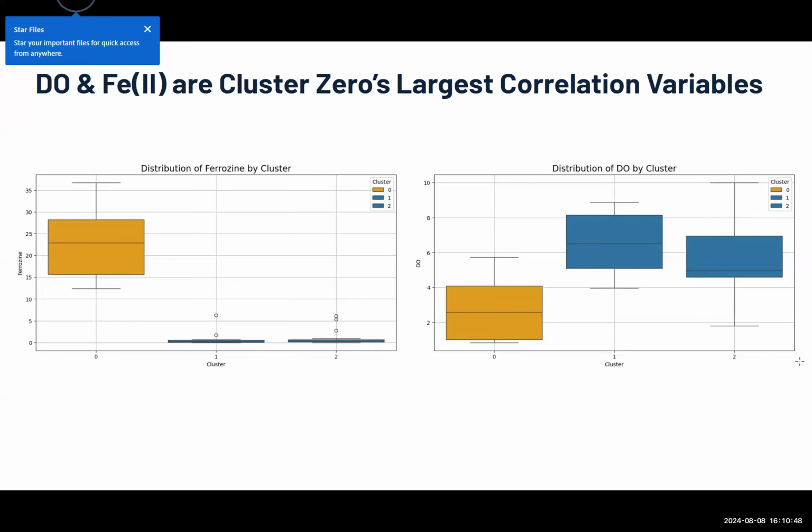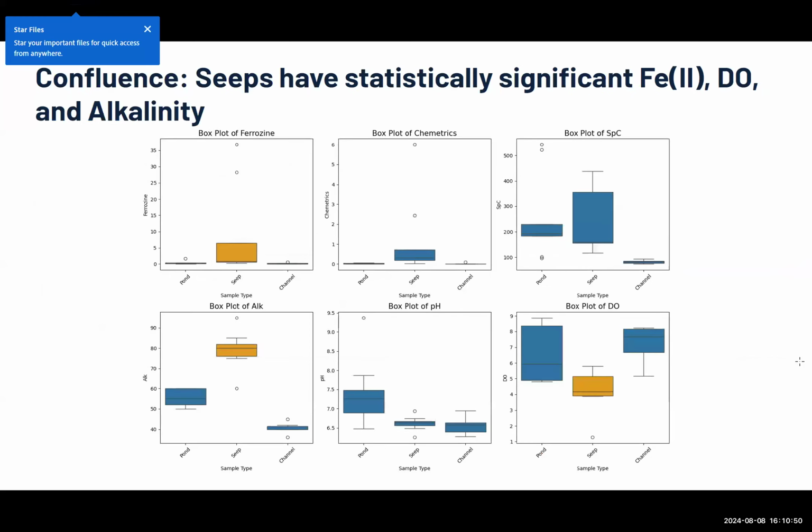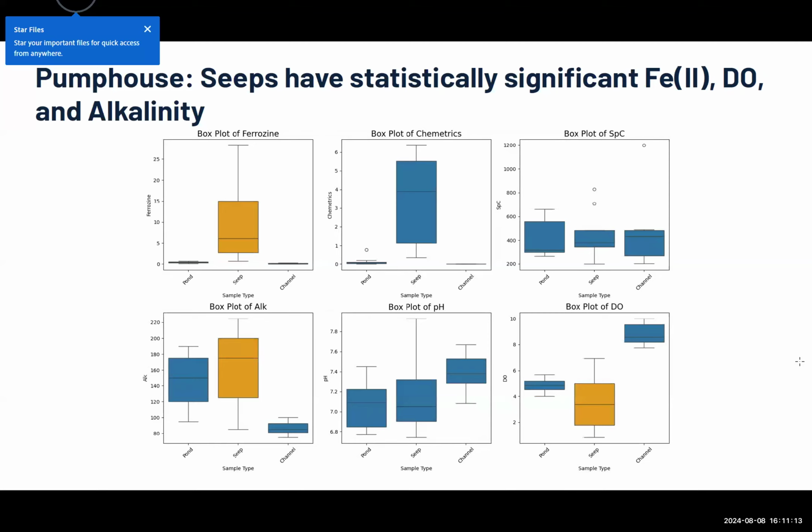To study this further, at our site, we split it into each of the source types, pond, seep, and channel, against all of our variables, and then ran an ANOVA test to see which ones were statistically significant there. And that, again, was our iron concentrations, our dissolved oxygen, and our alkalinity. So seeps are here characterized by high iron, low DO, and high alkalinity, which makes sense because it means more microbial activity. We saw similar results at Pump House as well.